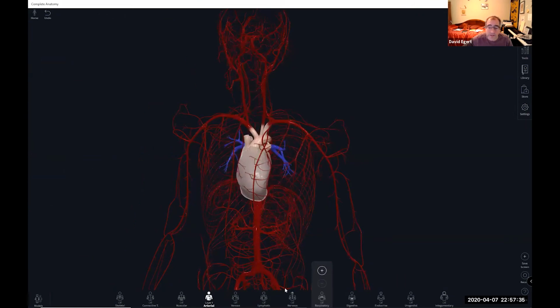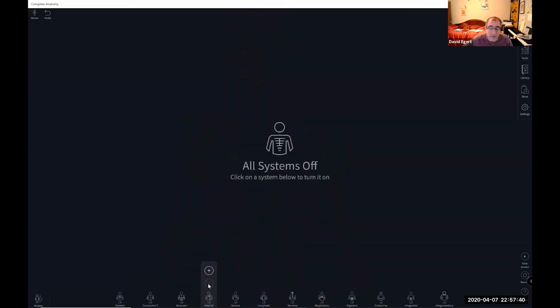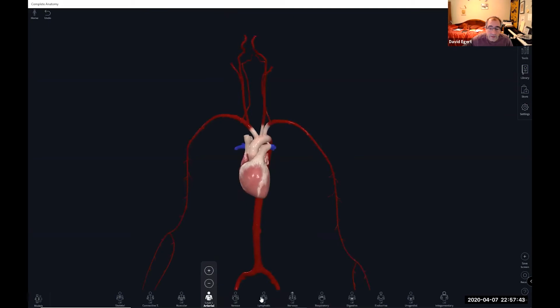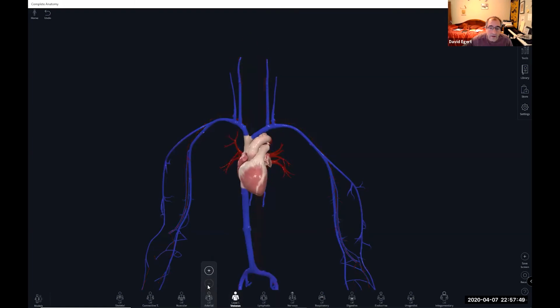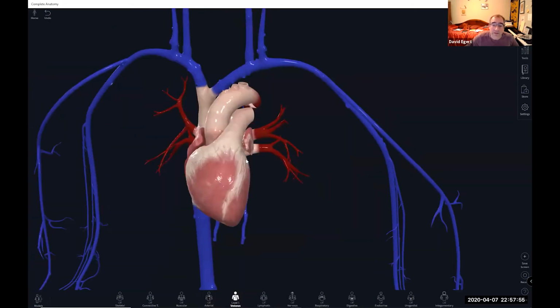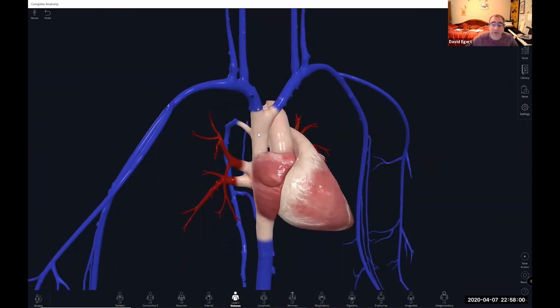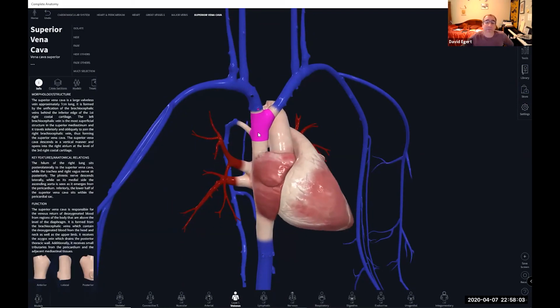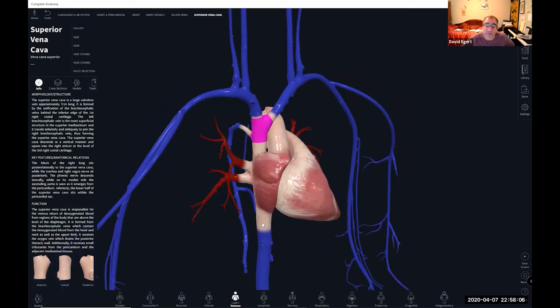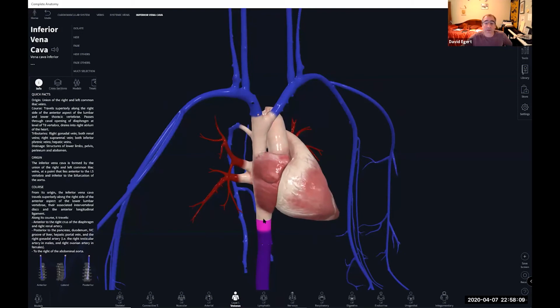So speaking of veins, let's do the veins. The veins are a little more symmetrical up at the top. We've already talked about the superior vena cava, which is draining the upper part of the body, and the inferior vena cava, which is draining the lower part of the body. And they're both coming into the right atrium.